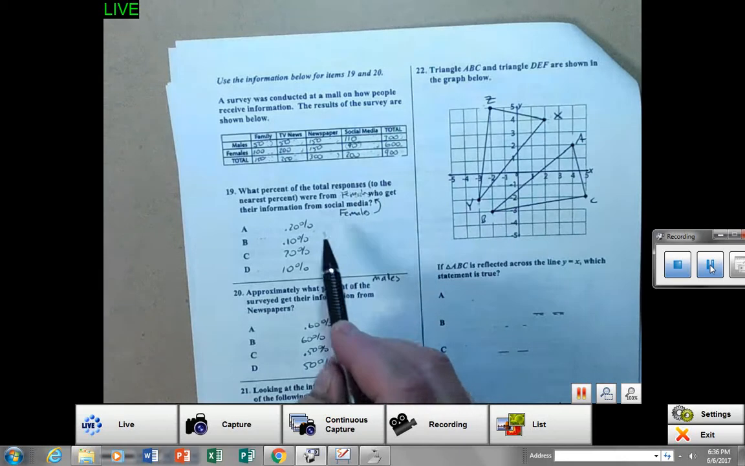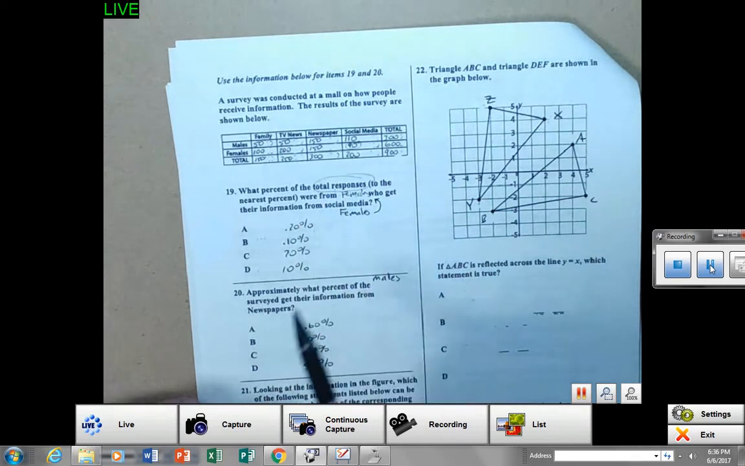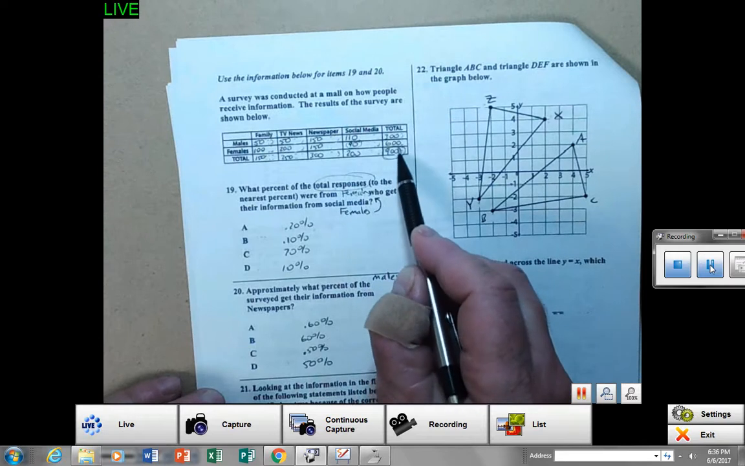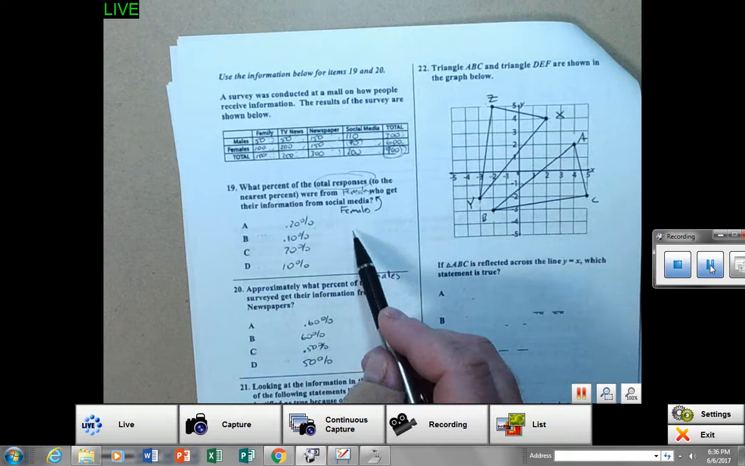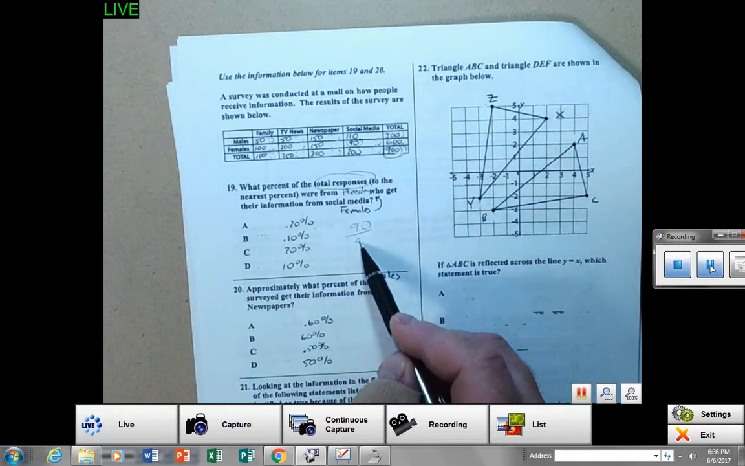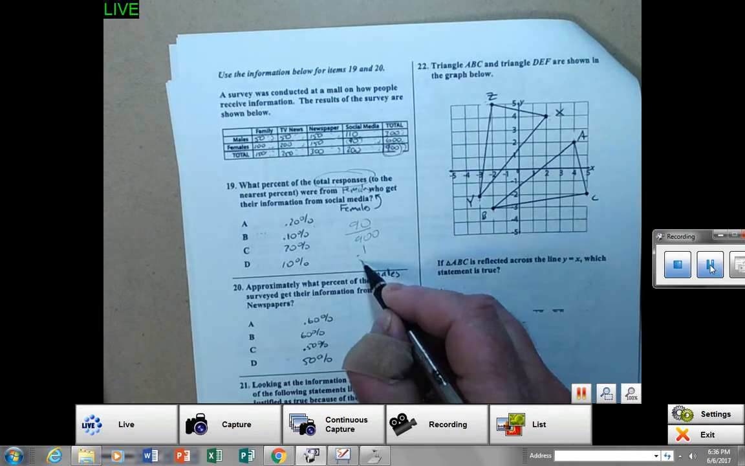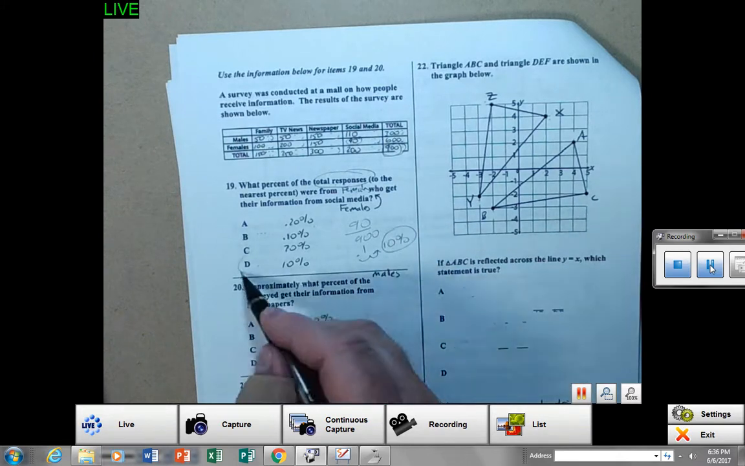I'm finding the percent compared to the total number of responses. That means I'm comparing to this number right here. What percent of the total responses? So that's going to be 90 divided by 900. 90 divided by 900 gives me 0.1, which moved twice to the right is 10%. So that would be D.